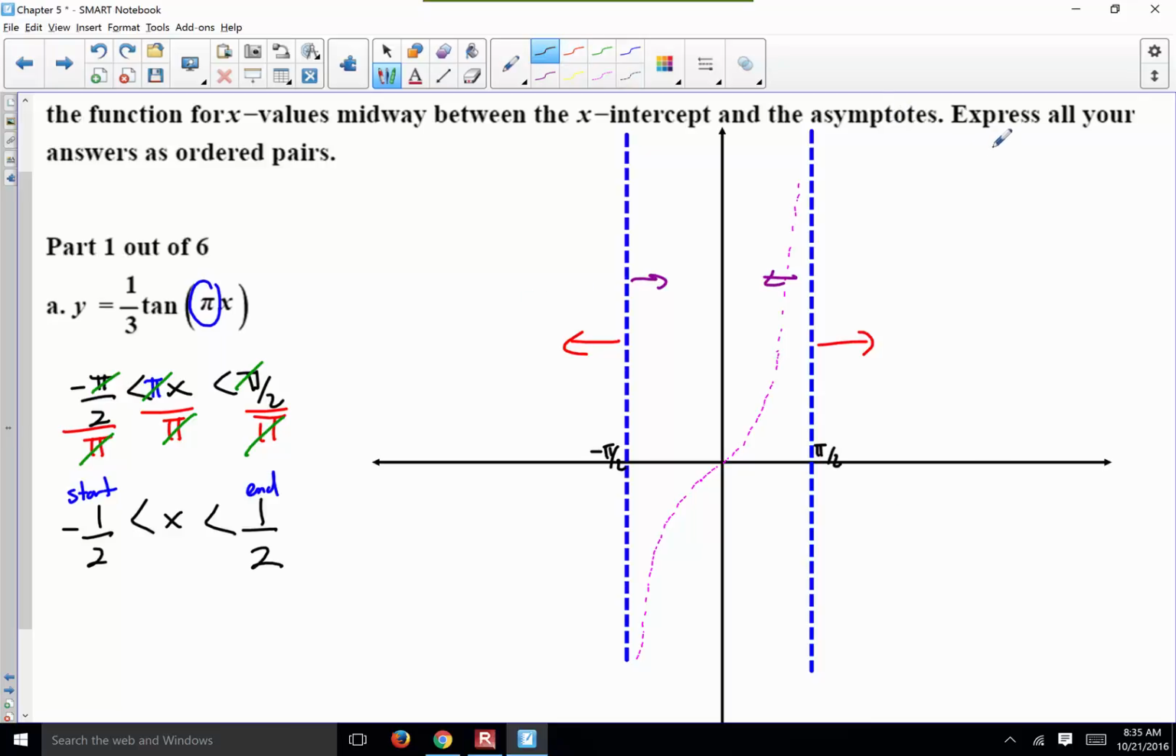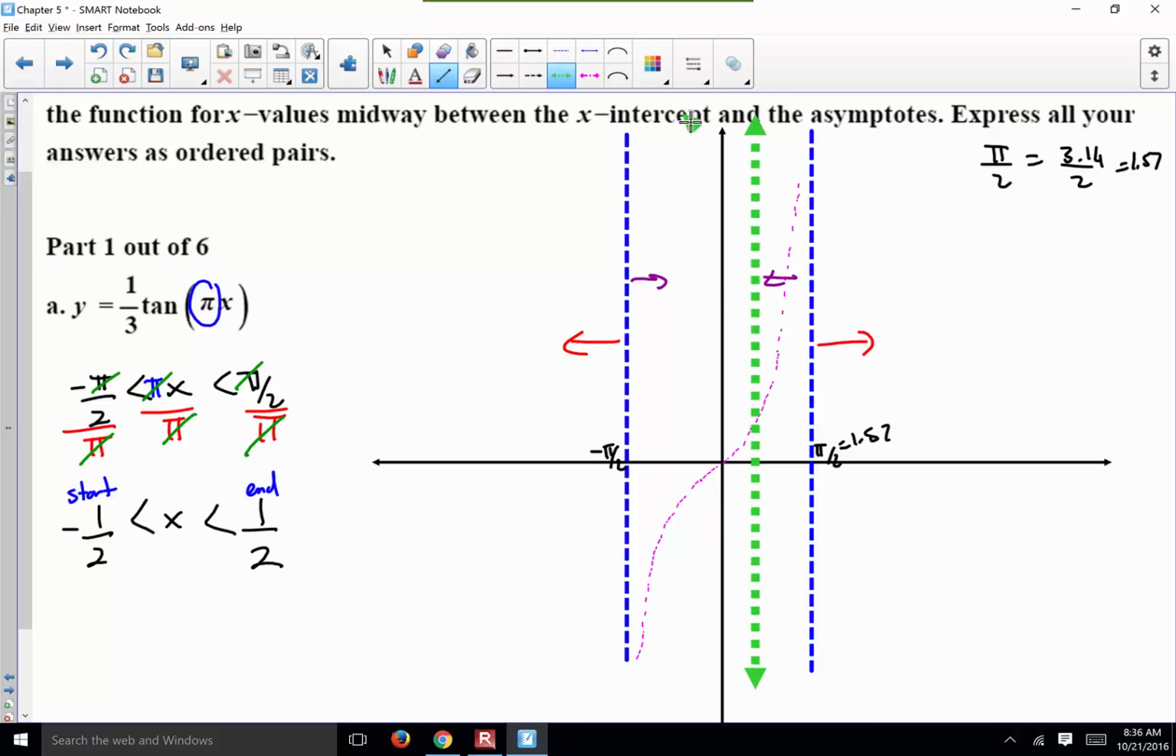How do I know? Because pi is 3.14. Pi over 2 is about 1.57. This value is 1.57. Where do we move it? To 1 over 2. So 1 over 2 is a lot shorter than this. This is 0.5. This is 1.57. It's about 1/3. So you're moving this guy to this short span. This one. Do you see that? Alright. This is going to be a narrow picture.